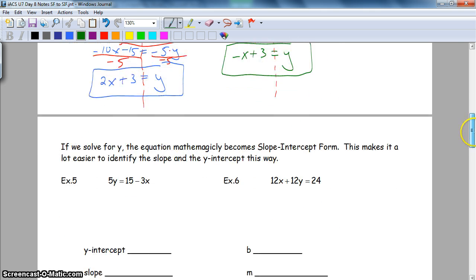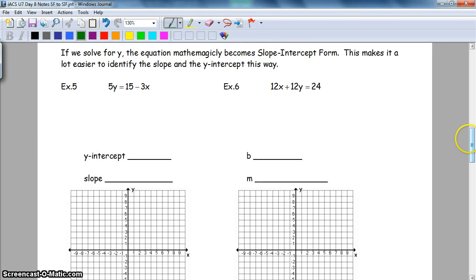So what we're going to do now is, if we solve for y, the equation mathematically becomes slope-intercept form. And then we do like what we did in the warm-up. Once y is by itself, this makes it a lot easier to identify the slope and y-intercept. So, on number 5, y is not by itself. We need to get it by itself. So we're going to divide by 5 on both sides.